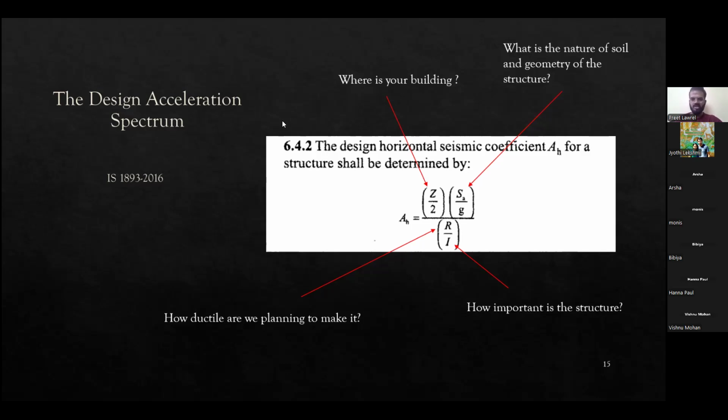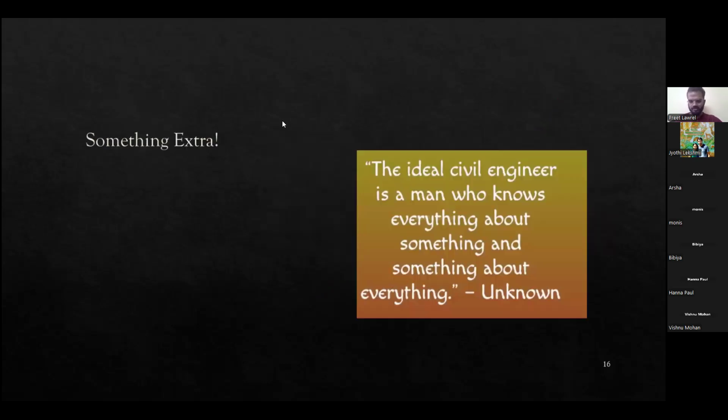I would also like to add some additional points. The ideal civil engineer is a man who knows everything about something and something about everything. This is something that my boss always used to tell our team. After your BTech, some of you might go to MTech, some of you might go to other fields, you might do your master's in business. So there are a million options for civil engineers.